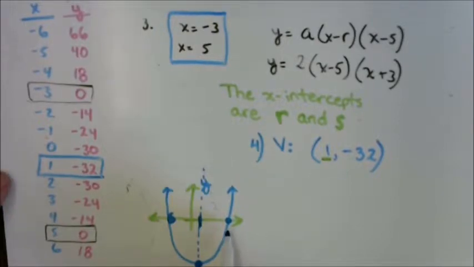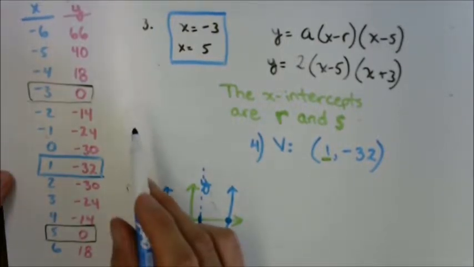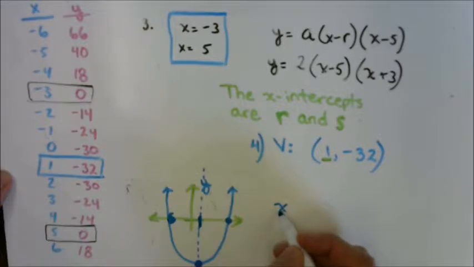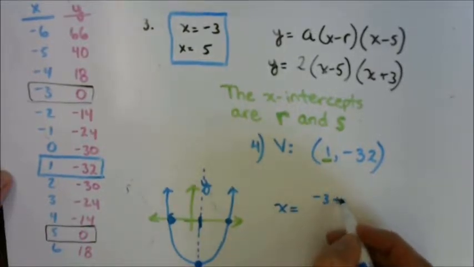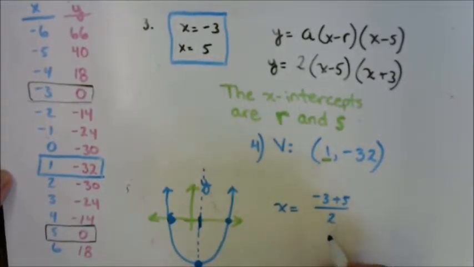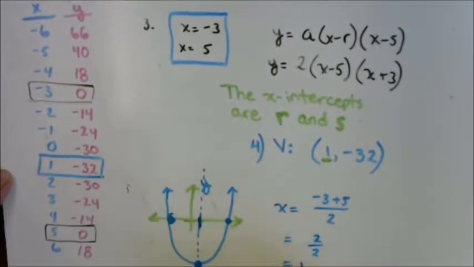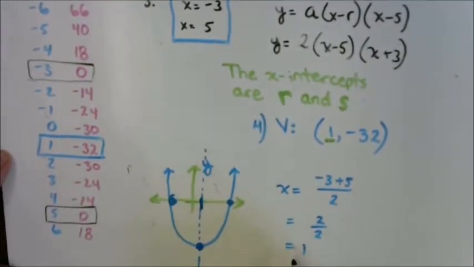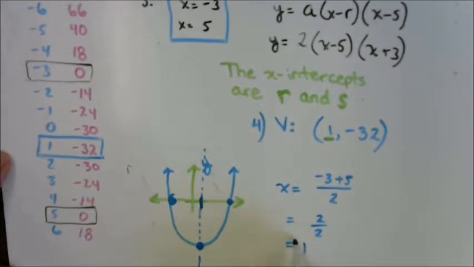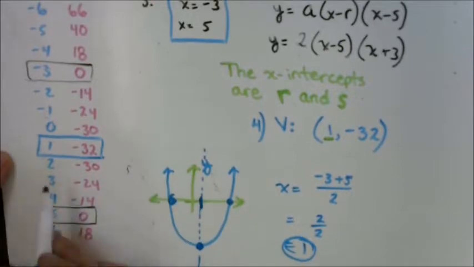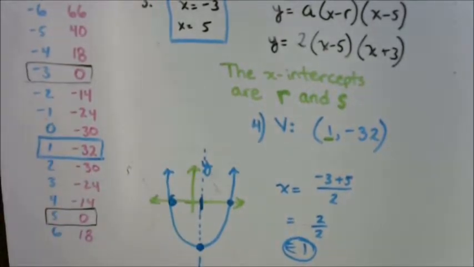So then all we're doing is finding the mean of our x-intercepts. If we have an x-intercept at negative 3 and one at 5, and we find the average of those, we'd have negative 3 plus 5, that's positive 2. 2 divided by 2 equals 1. So now I know the x-coordinate of my vertex is 1. That tells you exactly where the vertex is: 1, and the y-coordinate, negative 32.